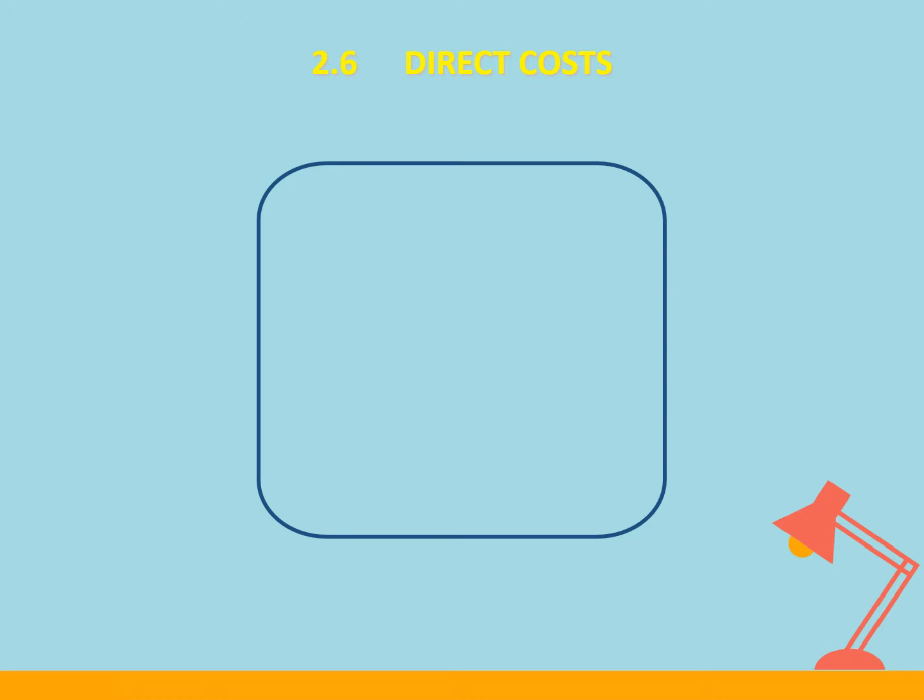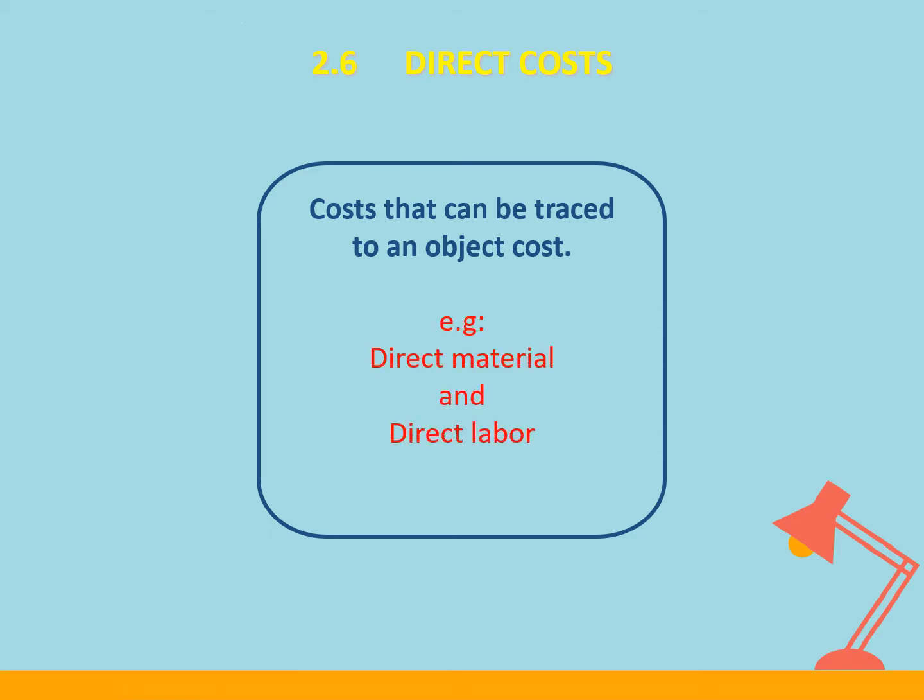Direct costs. Direct costs are costs that can be traced to an object cost. For example, direct material and direct labor.